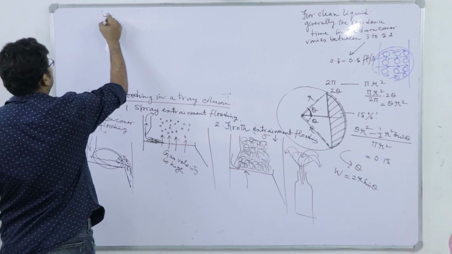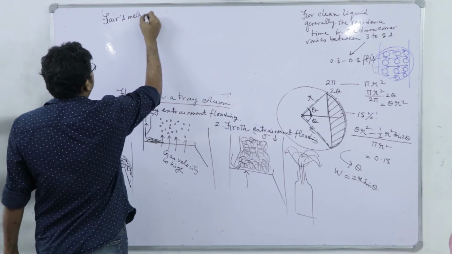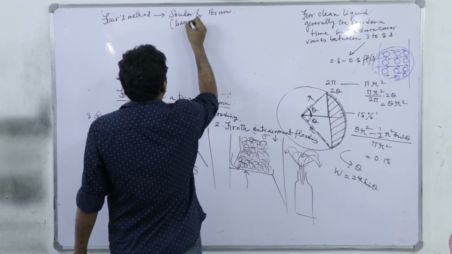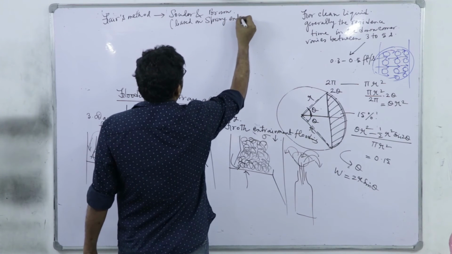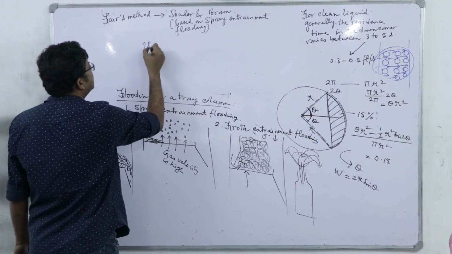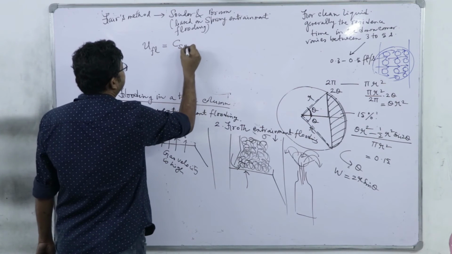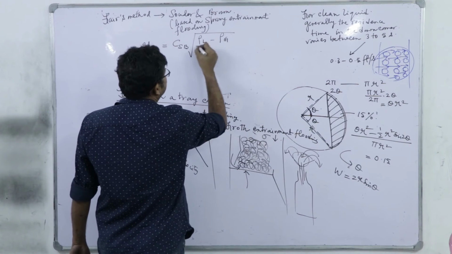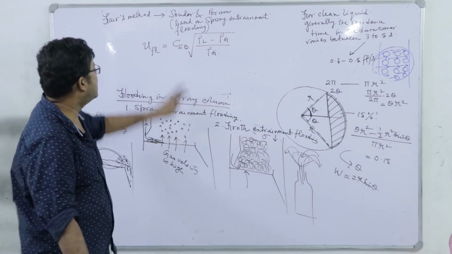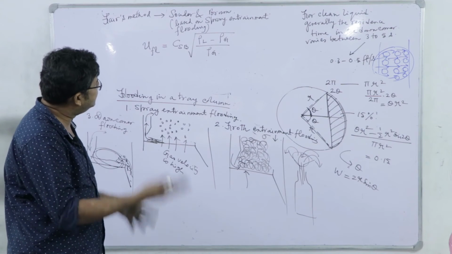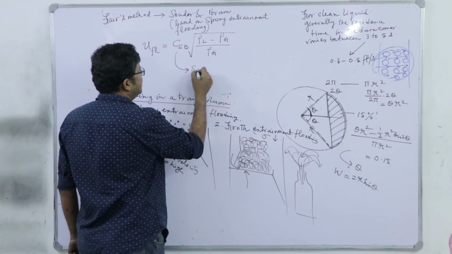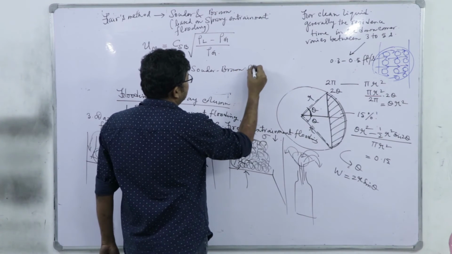So, there is a method called Fair's method, which was proposed by Sauder and Brown, right, based on spray entrainment flooding. What they have proposed? That flooding velocity is equal to CSB into under root of rho L minus rho G divided by rho G, right. And this CSB depends on this gas and liquid flow rate. There are charts by which we can determine it. But over a large range of this gas and liquid flow, the CSB we can consider to be constant. This is called Sauder-Brown flooding constant.